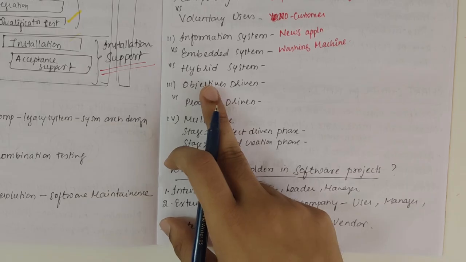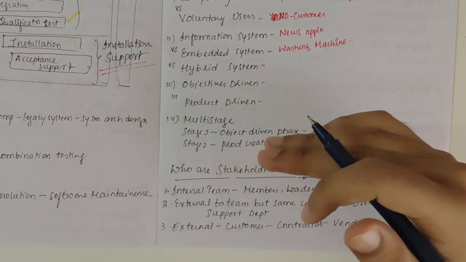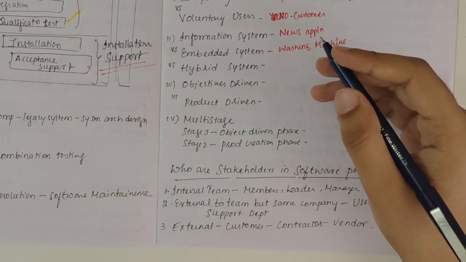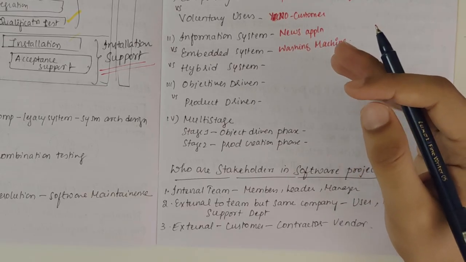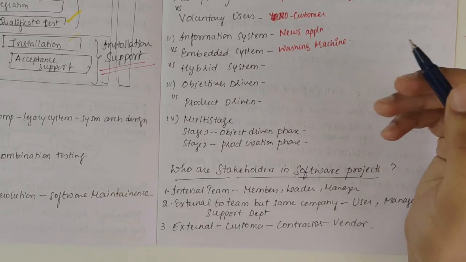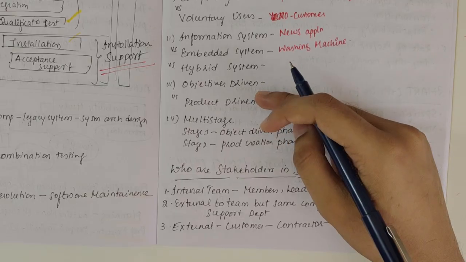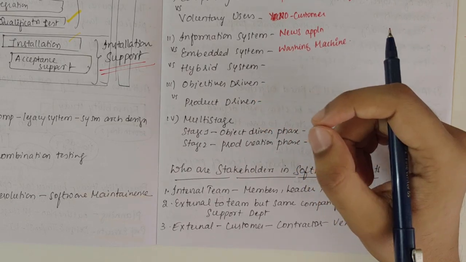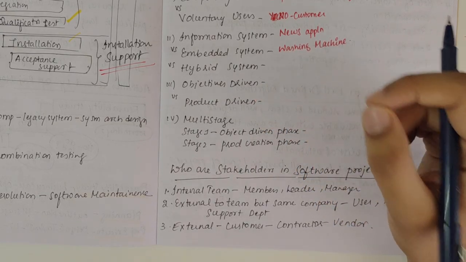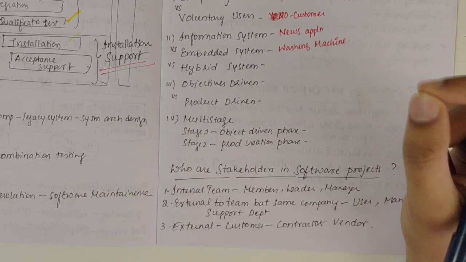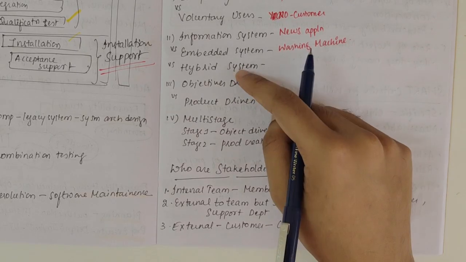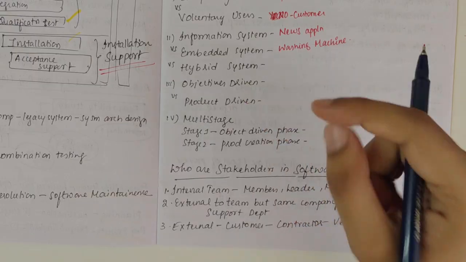Objective driven means we aim to meet a certain level of objectives. Whatever objectives are provided by the user, we tend to fulfill those objectives. But product driven means for a specific product, we work on it such that all the requirements and all the scenarios of the product are met. So that is the explanation of objective driven and product driven.